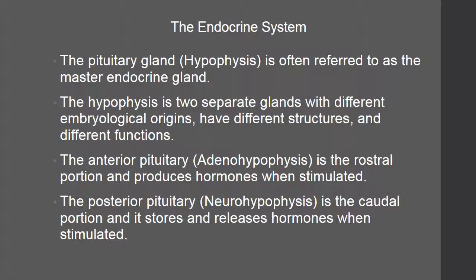The anterior pituitary, or adenohypophysis, a proper name for anterior pituitary is adenohypophysis, is the rostral or most cranial portion and produces hormones and will release those when they're stimulated. The posterior pituitary, or neurohypophysis, is the caudal portion and it stores and releases hormones when stimulated. Anterior makes hormones, posterior simply stores hormones.